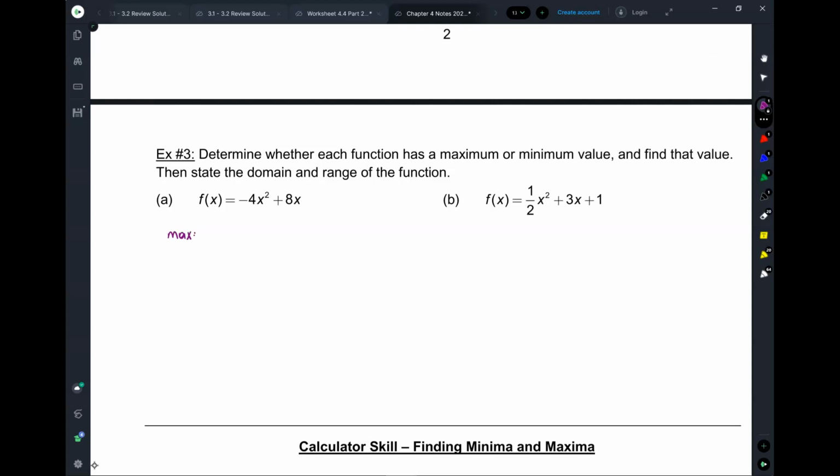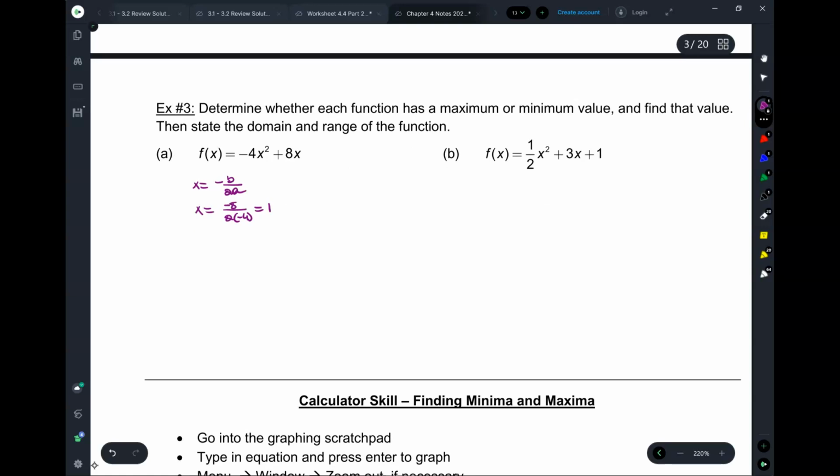Okay, so let me do this first. We're going to do x equals negative b over 2a. So x equals, what's b? Right, negative 8 over 2 times negative 4, which is 1. That's where the minimum or maximum is. So what's the value? You have to now plug it in. F of 1 is equal to negative 4 plus 8, 4.